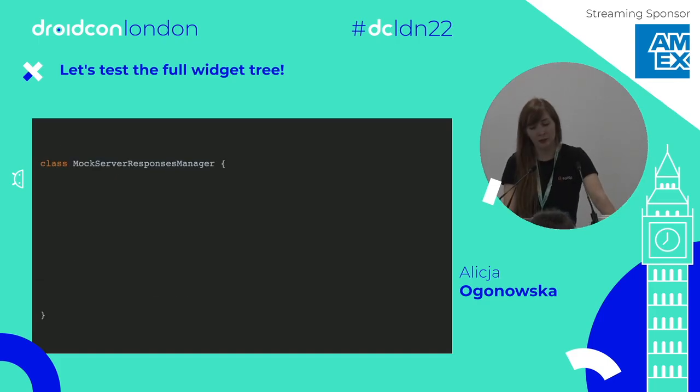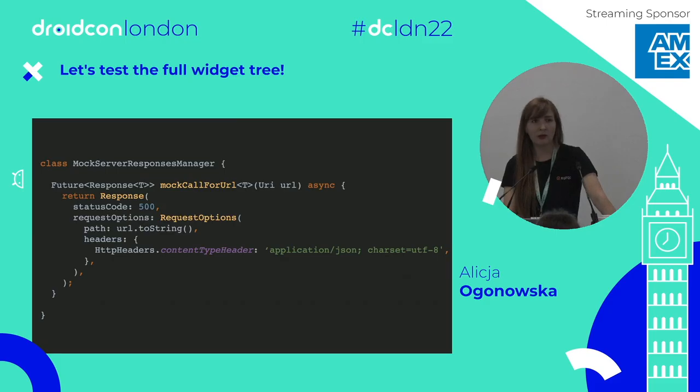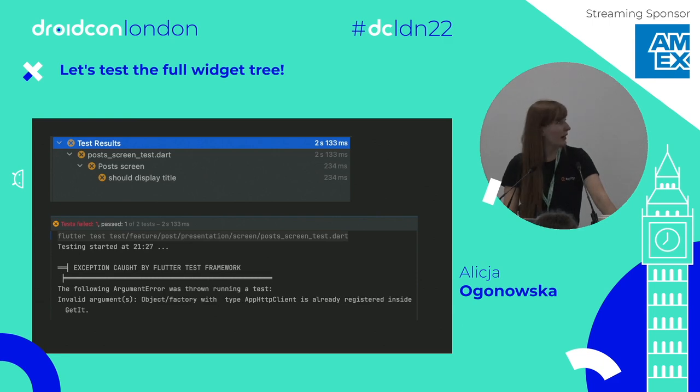And for that, I'll prepare a mock server response manager where I'll be handling all my server mocks. I can't just mock a response and return it every time because I will have different API calls. So I want to be able to mock it for a given URL. And for now, I'll keep it simple, and I will just return a 500 response each time. And this will surely allow the first test to start passing. And let's check. The first test is passing.